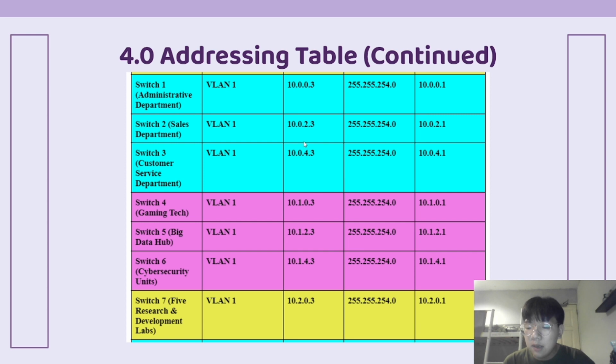So following this scenario, the switch will get the second usable IP of the subnet, which is 10.0.x.4 for all the switches. The default gateway of all the switches will also be set to the corresponding router interface port of their respective subnets.